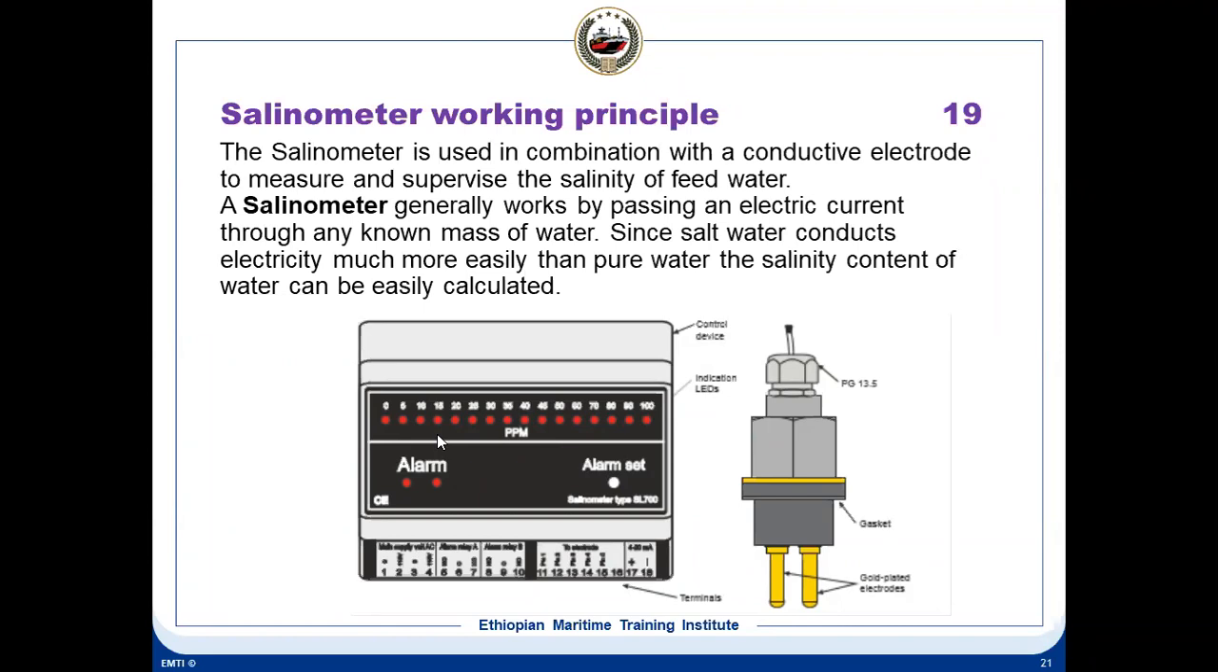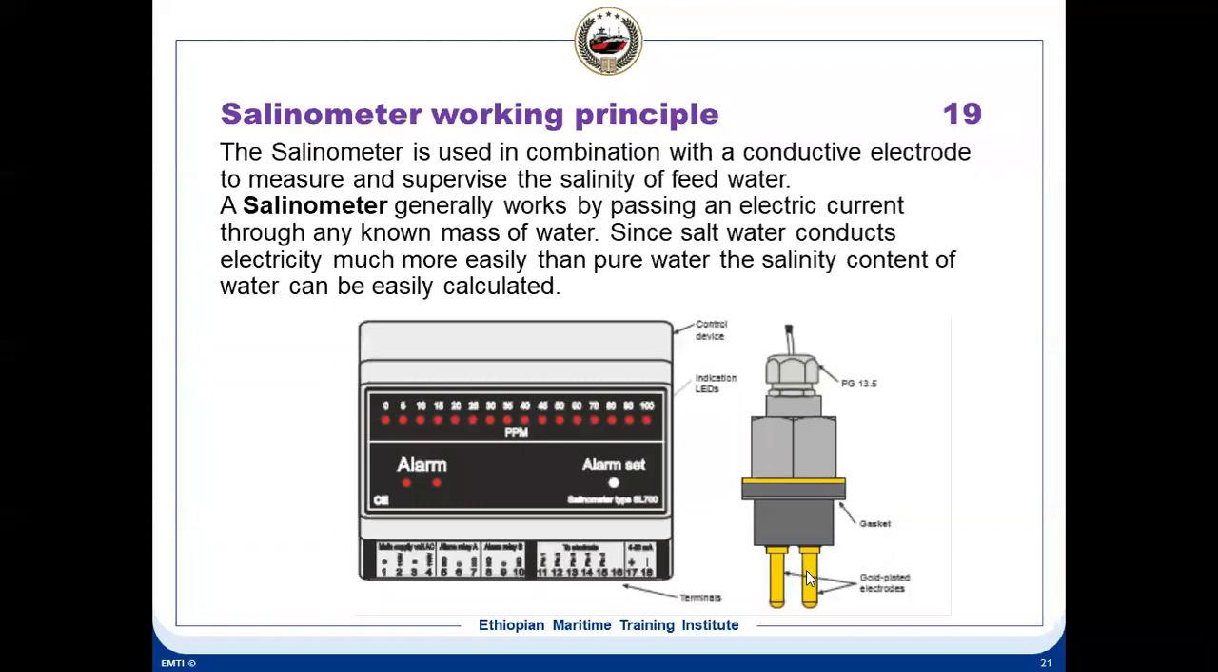Because if the salinity is high and you get a high salinity alarm, you need to drain this water and clean these electrodes. That is the only thing you can do. So the salinometer is used in combination with a conductive electrode to measure and supervise the salinity of feed water. It generally works by passing an electric current. Here, an electric current is passed, and these two are the electrodes.